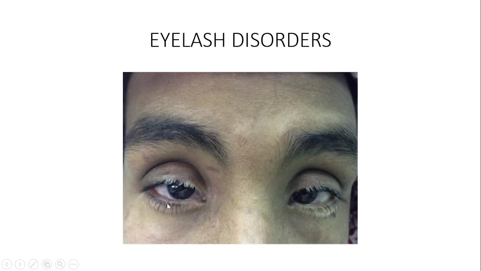But today the discussion should be limited to disorders of the eyelashes, not to talk about the entities, the diseases, the systemic problems that become a list of these. We are only talking about disorders, okay? So whitening of the eyelashes, as you've seen here, is known as what? Poliosis.